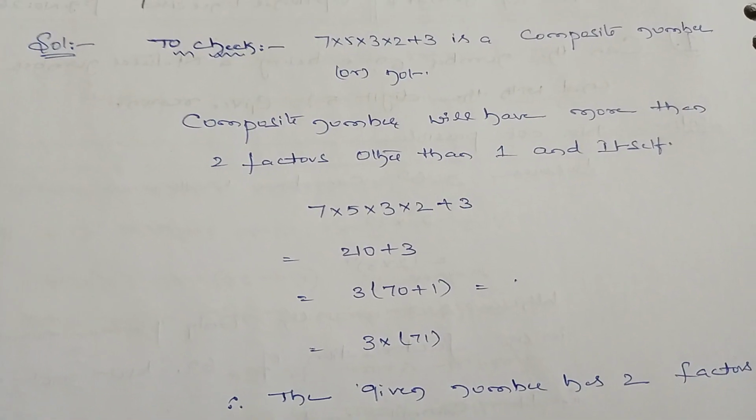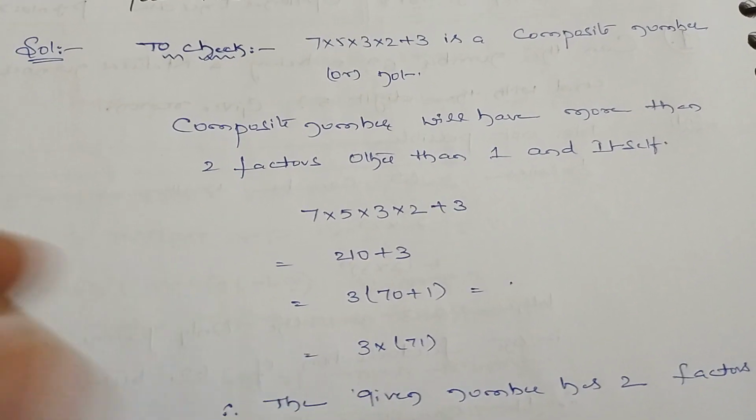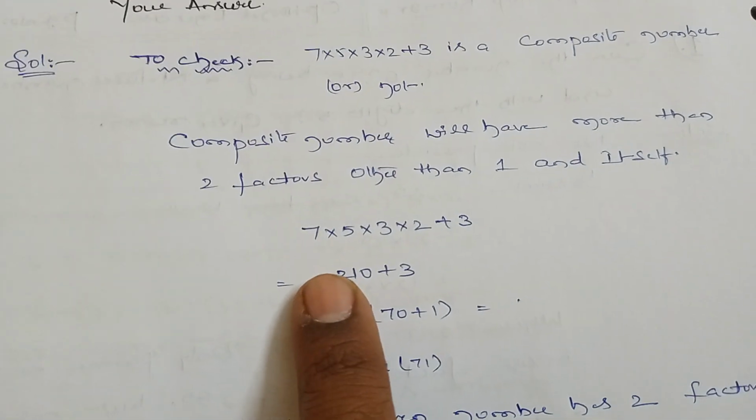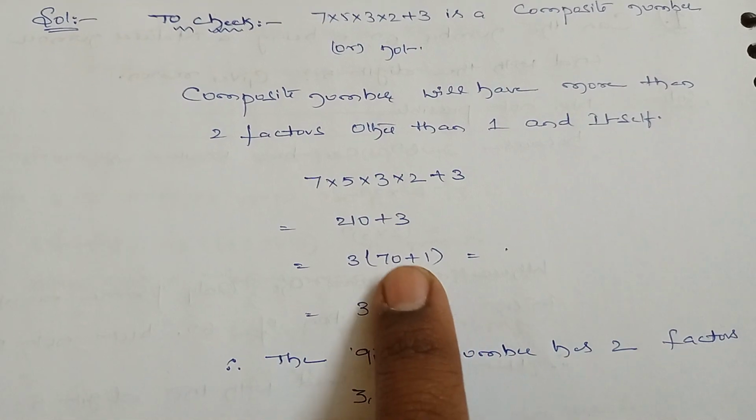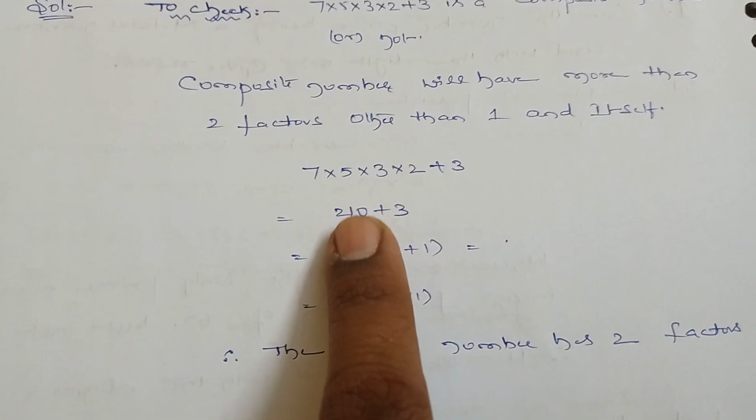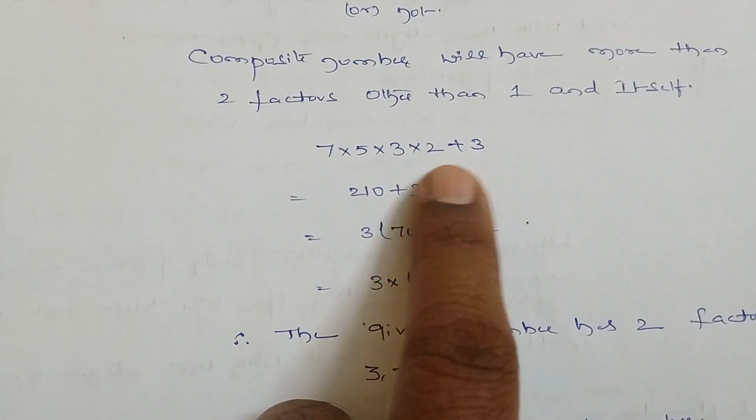Okay, what is a composite number? A composite number will have more than two factors, other than one and itself. Okay, so let me check. Let me take the factors of this, then we can identify whether it is a composite number or not. 7 × 5 × 3 × 2 + 3.